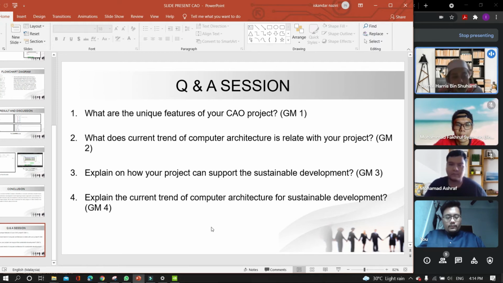For question 4, explain the current trend of computer architecture for sustainable development. Over the same period of time, the use of computers has increased many folds. The combined effect of the energy needed to run these devices and the electricity required to maintain the cooling infrastructure for them has an impact on the environment. This is an area of serious concern, and it is growing, with people researching the field of green computing, which is about using computers in an eco-friendly way.